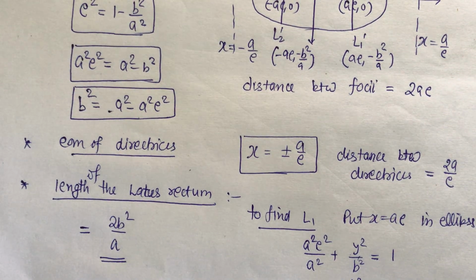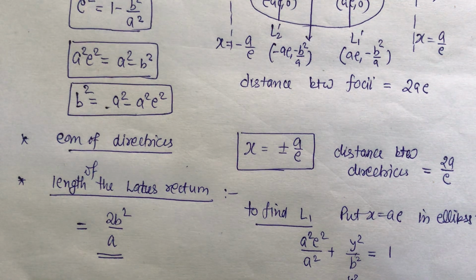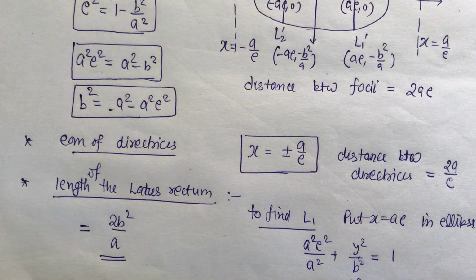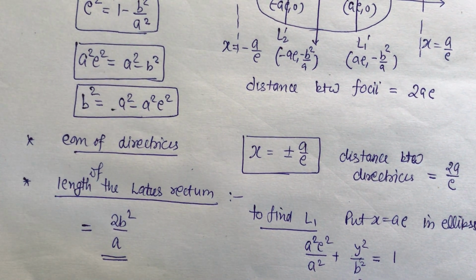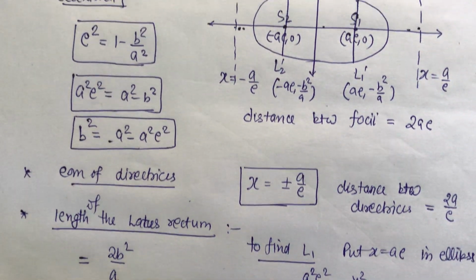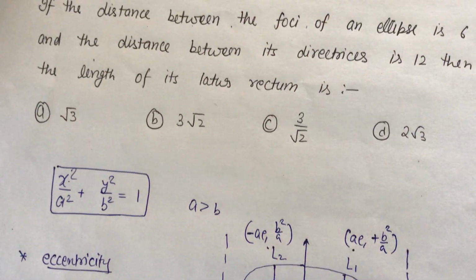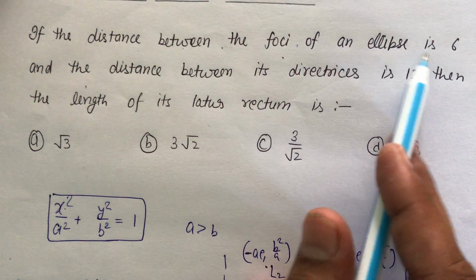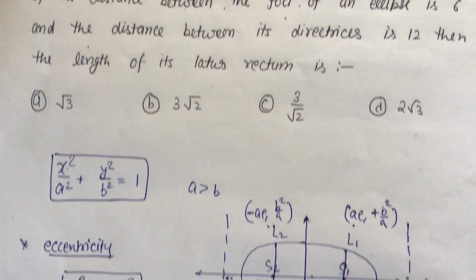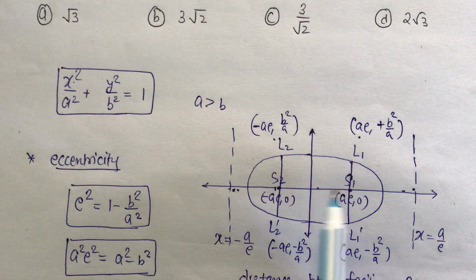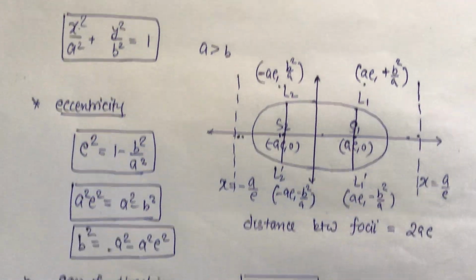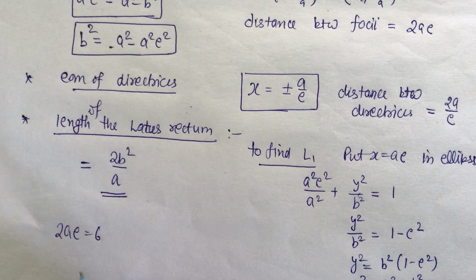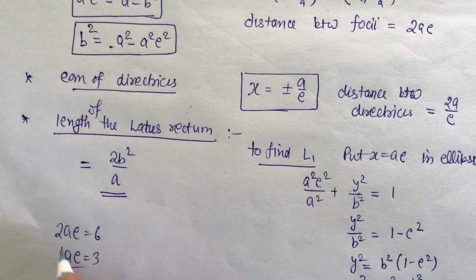So these were some terms that we need to understand for solving this question. Now if you know these terms, then you can simply solve this question within a minute. Let us read this question again. If the distance between the foci of the ellipse is 6, so distance between foci is 2AE. So 2AE is given to you as 6. So AE is equal to 3.